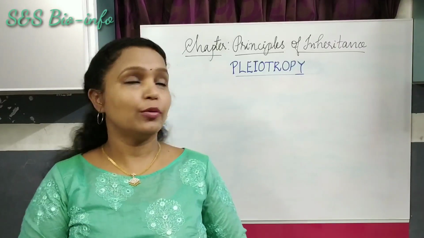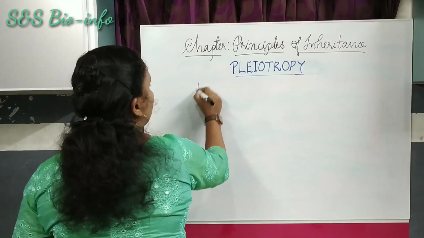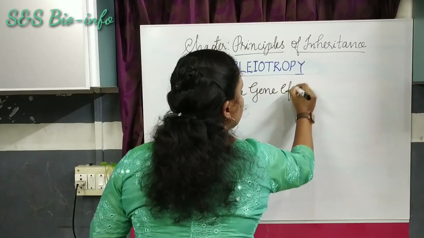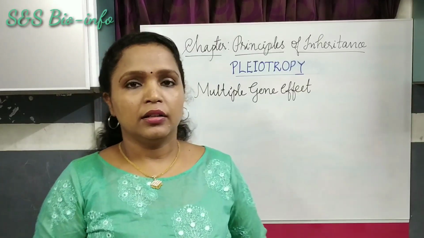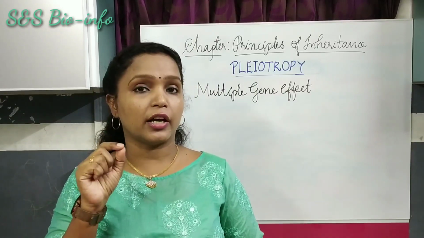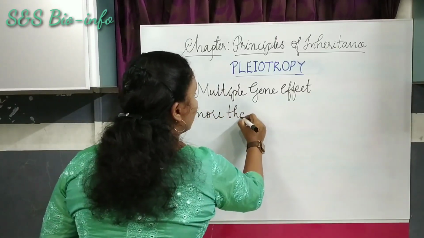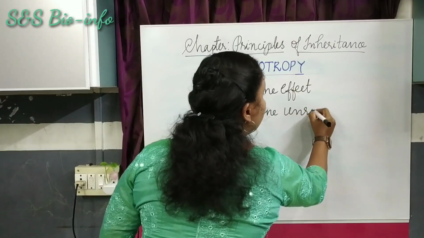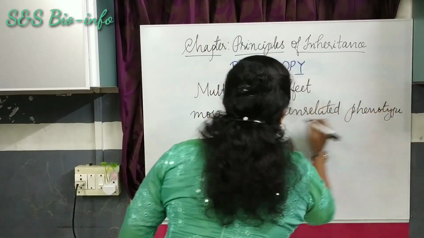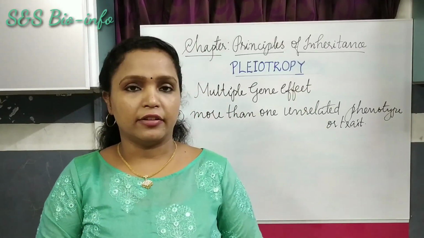Today we are going to learn about pleiotropy. Pleiotropy means multiple gene effect. It means that a gene controls more than one unrelated phenotype or trait. That is the meaning of multiple gene effect.